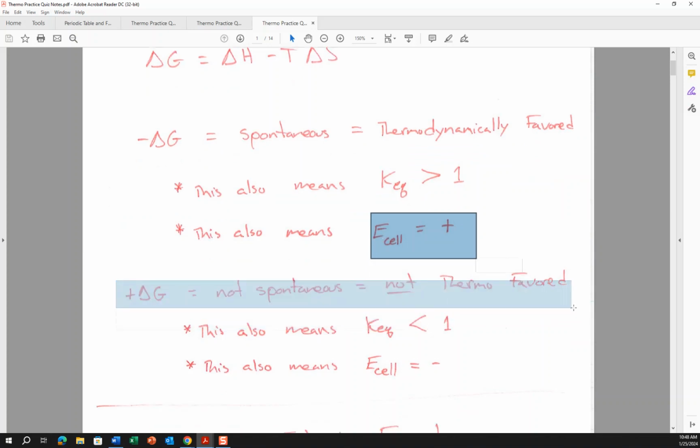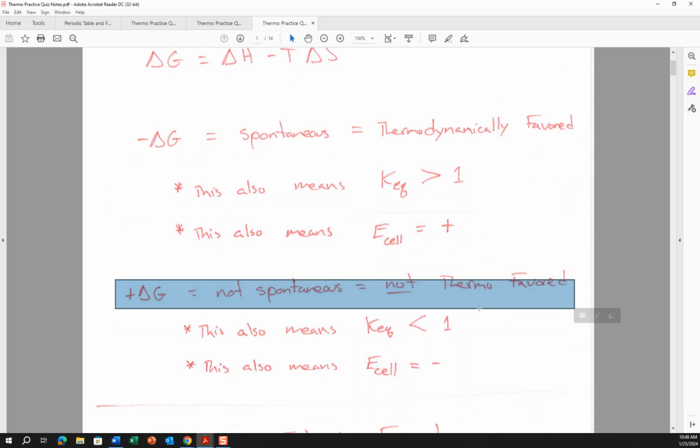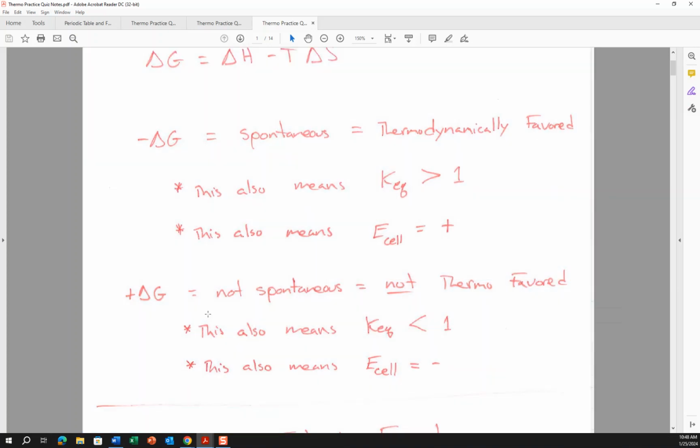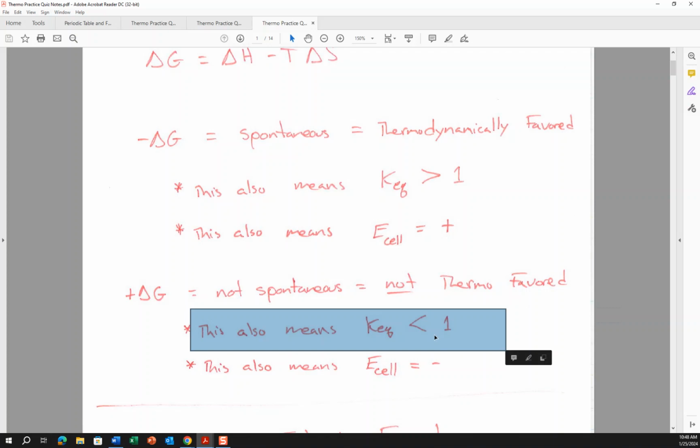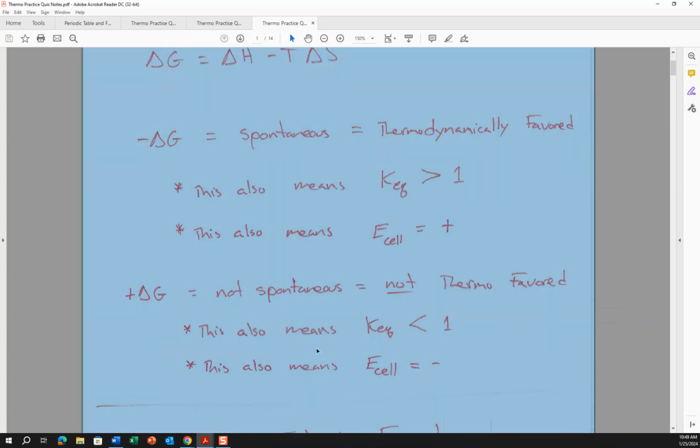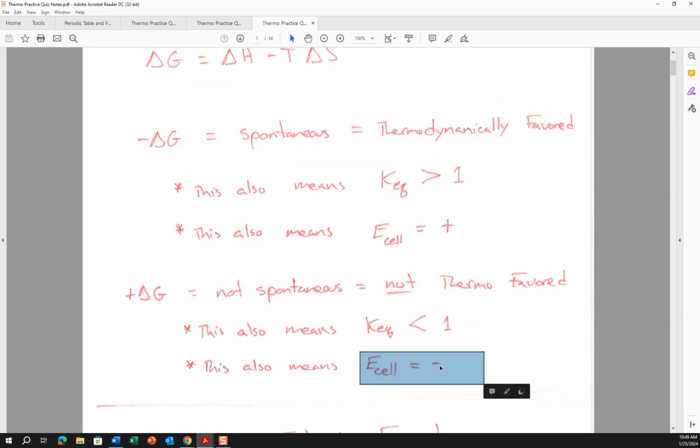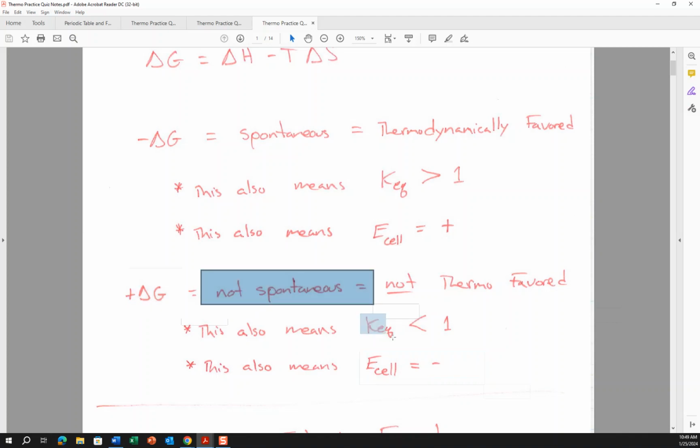A positive delta G means at that temperature, the reaction is not spontaneous, and that would mean that the equilibrium constant is less than 1. And that would mean that the cell potential is negative. But again, we don't have to worry about cell potential. But just a quick tie-in. As soon as you know you have a positive delta G, you know the reaction is not spontaneous, and you know the equilibrium constant is less than 1. As soon as you know you have a negative delta G, you know that the reaction is thermodynamically favored or spontaneous, and you have a K_eq value greater than 1. Okay, so those are just a couple of tie-ins.